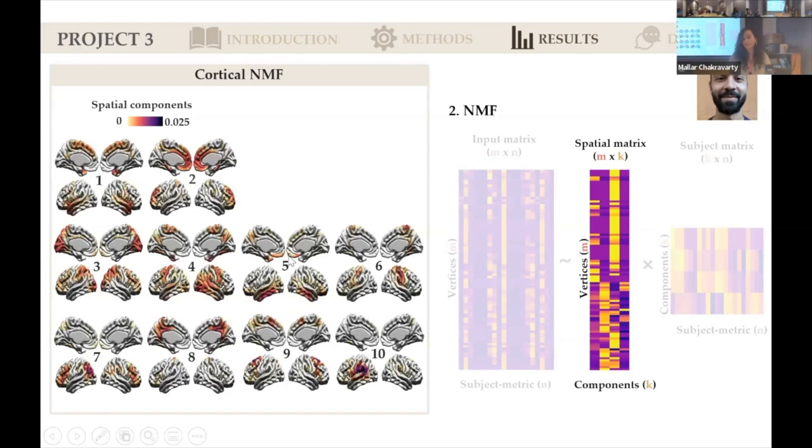You can see that all of them were pretty bilateral, and they were also showing us regions of interest that we expected. So for example, the frontal region in component 2, occipital region in component 3, medial temporal lobe for component 5, et cetera. And in order to interpret these maps, we also need to look at the other outputs of NMF, which is this subject-wise, metric-wise output.